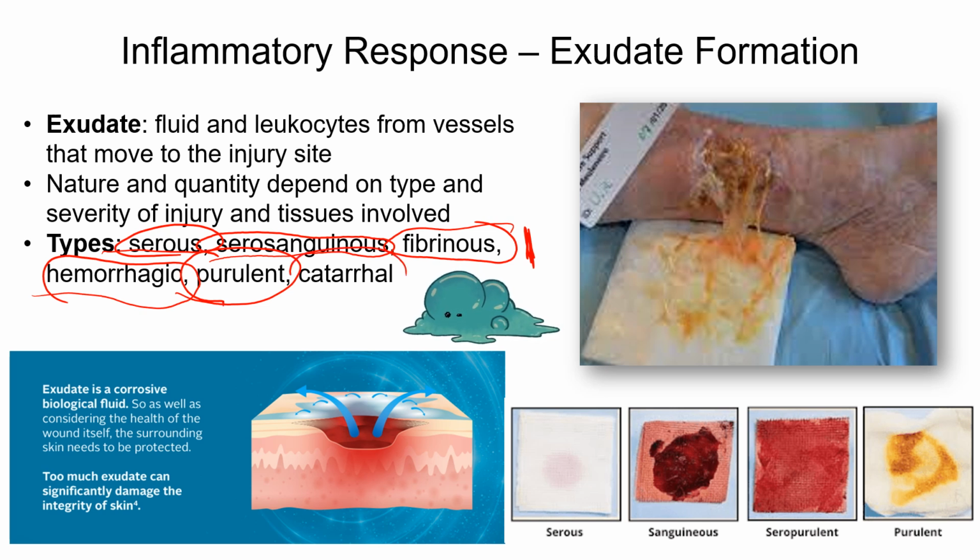And then we have catarrhal. Catarrhal is what we call the exudate that comes from our mucous membranes. So when you have a runny nose, that runny stuff in your nose is called catarrhal. And also to note, exudate is corrosive. It is a biological fluid, our body makes it, but it is corrosive.